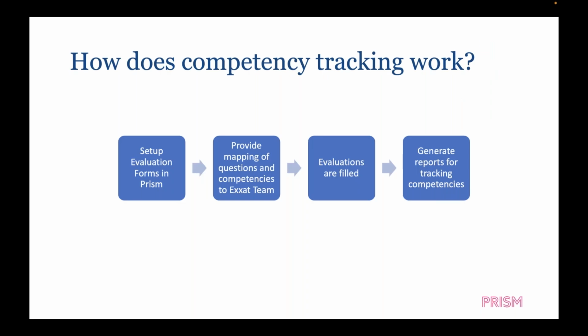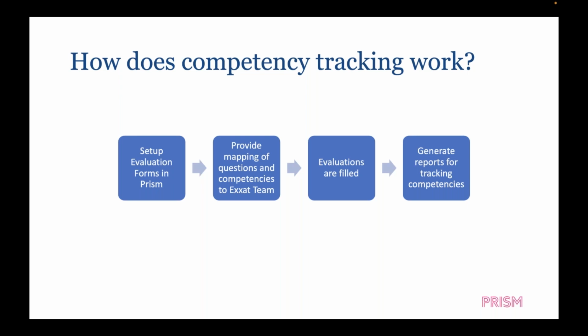So to start with, let's look at how competency tracking works with Exact Prism. So today, there are a few steps that need to be followed before you can track competencies on Exact. So first of all, as I said earlier, you would get in touch with your account managers and set up required forms and evaluations within the system. Once that is done, you would also need to provide us with mapping of your questions with competencies. So which questions are evaluating students on what competencies? That information you would need to provide to us.